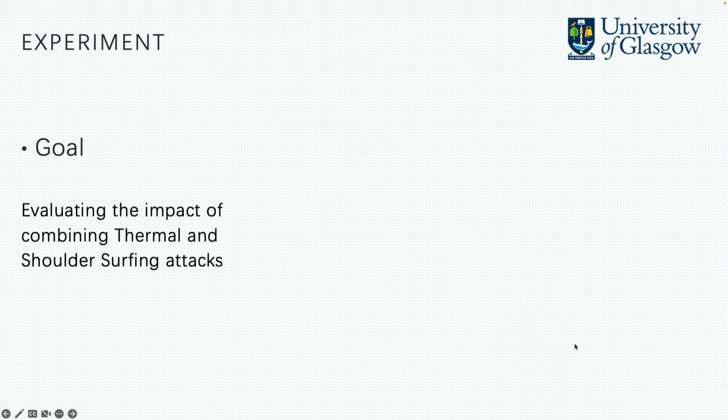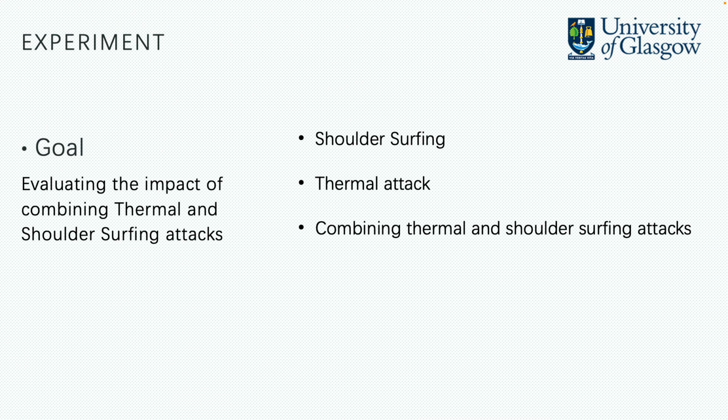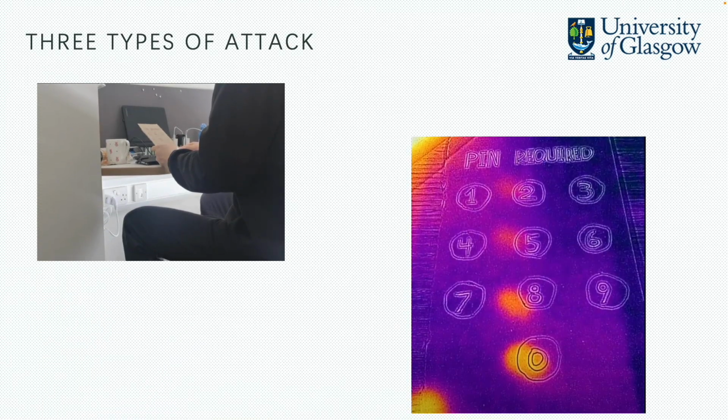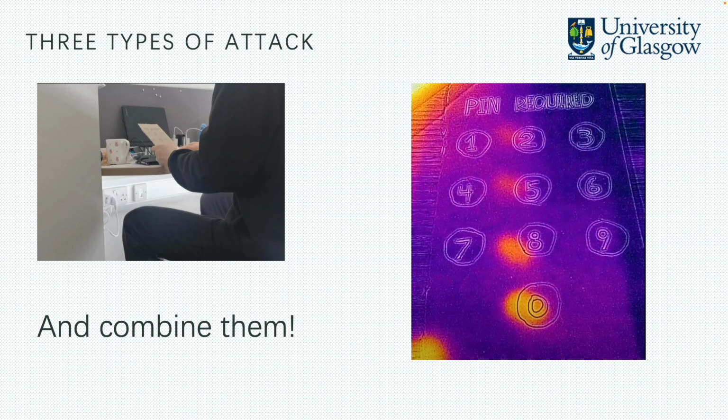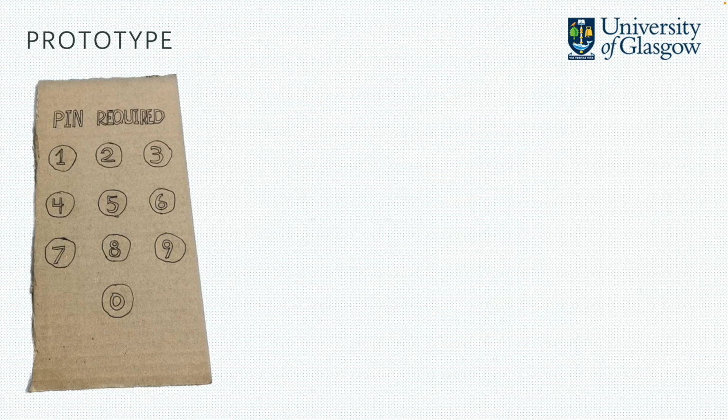The goal of our experiment is to evaluate the impact of combined thermal and shoulder surfing attacks. So this experiment involves shoulder surfing, the thermal attack, and the combination of both of them. You can see some examples of the three types of attacks. The left image shows shoulder surfing, the right photo shows the thermal attack, and the third one combines them. And this is a prototype we have created.